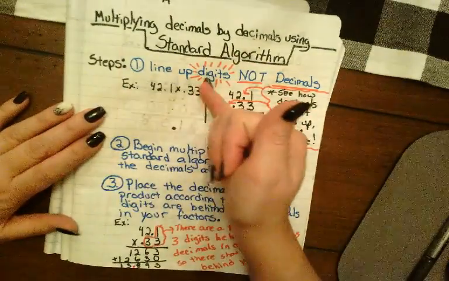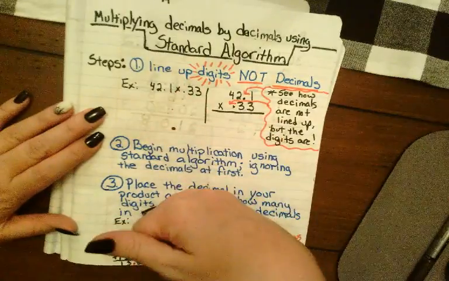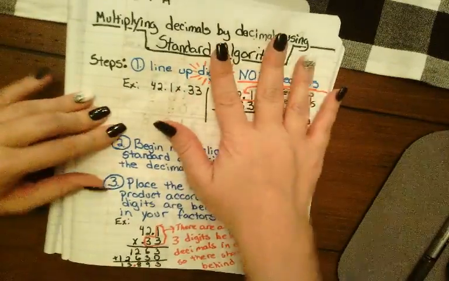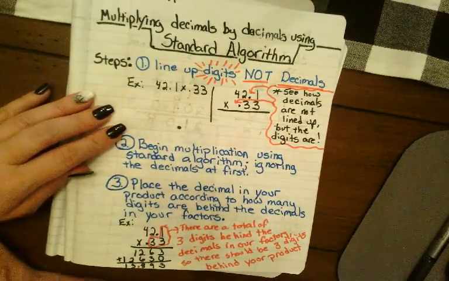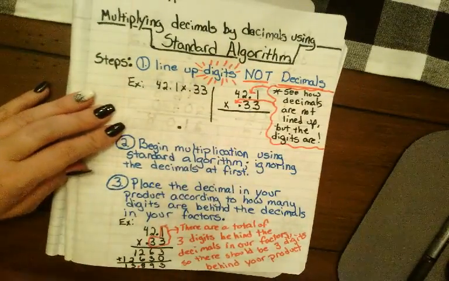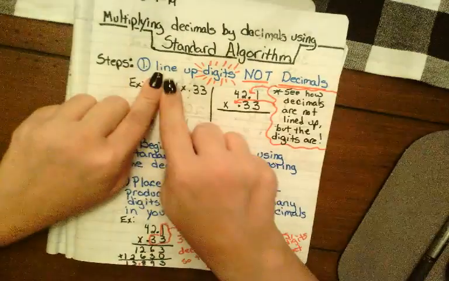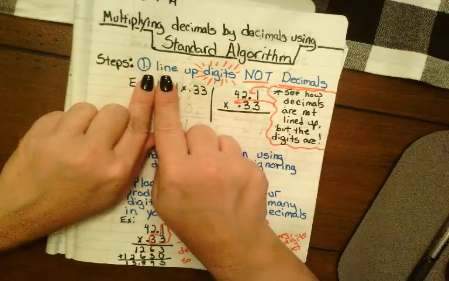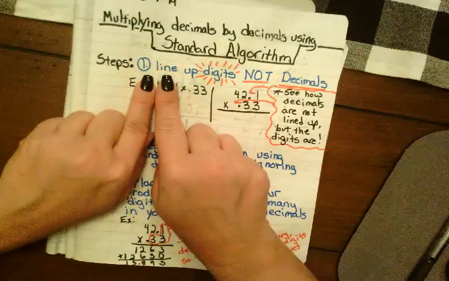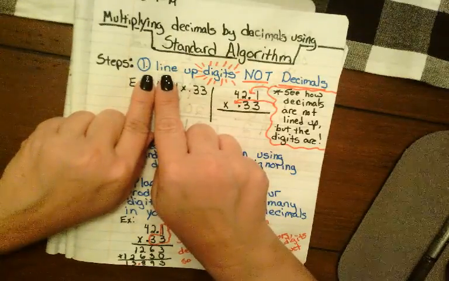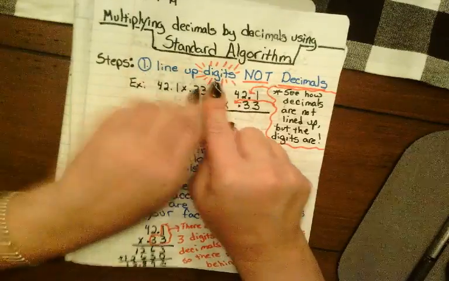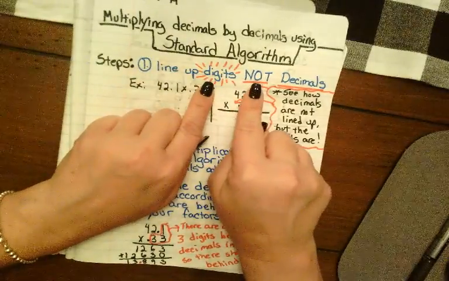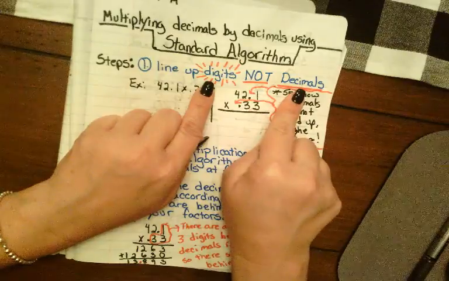So there's three basic steps that you're going to follow. And I'm going to split this up over two videos so that hopefully you guys will have a chance to copy this down in your math journals. Okay, so step number one is very, very simple, but it's one of the most important steps you must remember. Step number one: line up the digits, not the decimals.